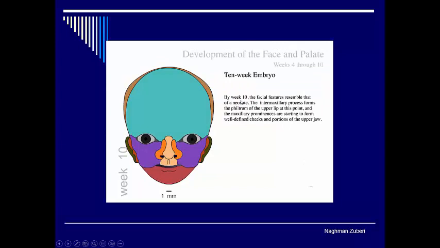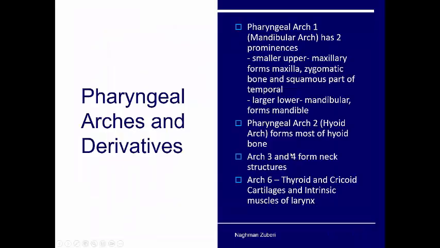By the 10th week, the facial features resemble that of a neonate. The intermaxillary process forms the philtrum of the upper lip, and at this point, the maxillary prominences are starting to form well-defined cheeks and portions of the upper jaw.